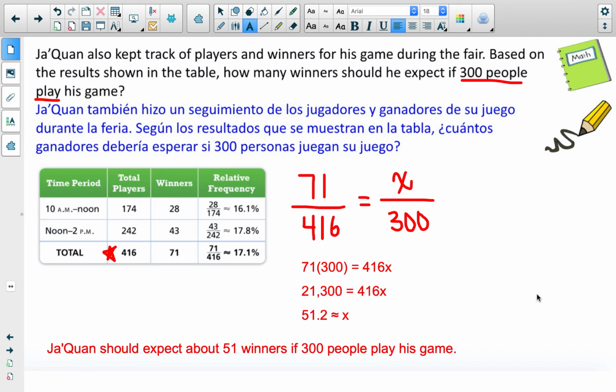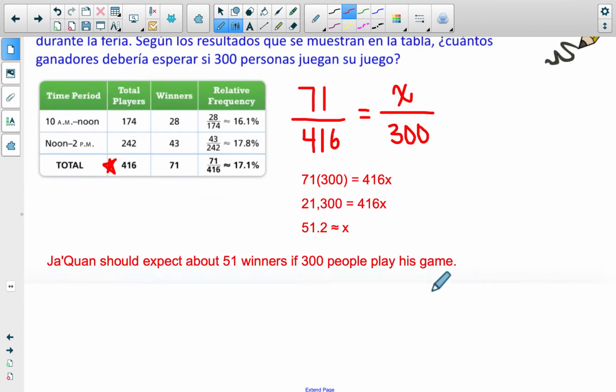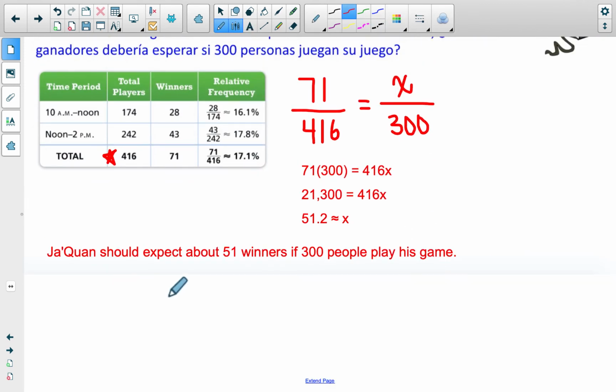Now, let's think if that's reasonable. Well, there were 71 winners for 416, so I know it should be less than that. And I also saw in general there's 242 and there's about 43 winners, so this should be higher than that. It should sit somewhere between 43 and 71, which it does. Okay? Another way to look at this is, and I'm just going to scroll down here, what we can do is we have this value.